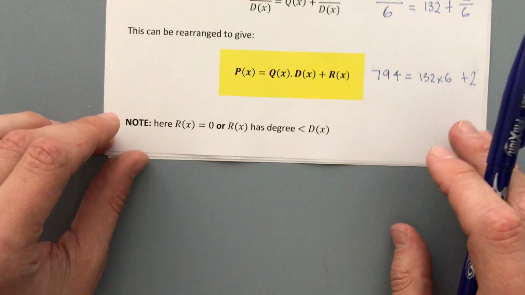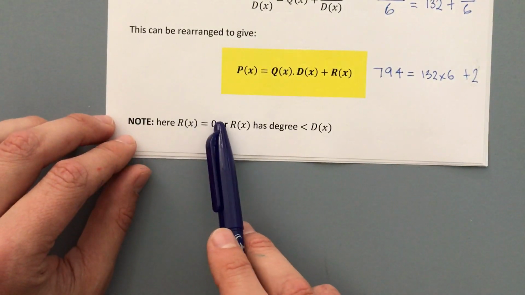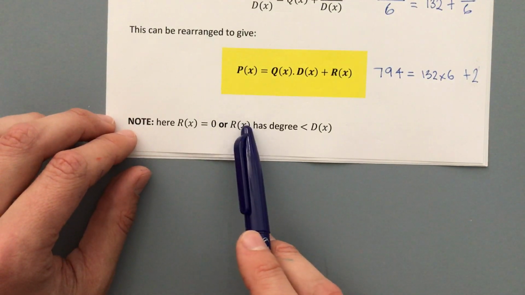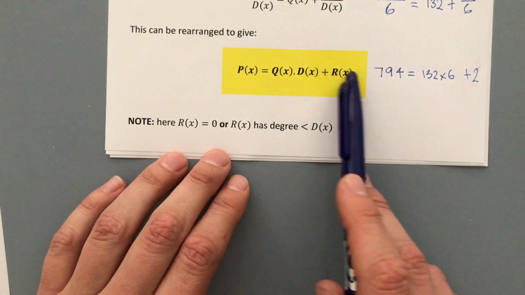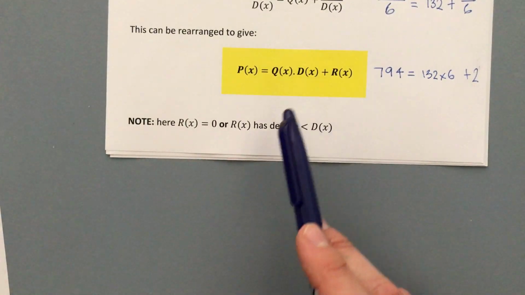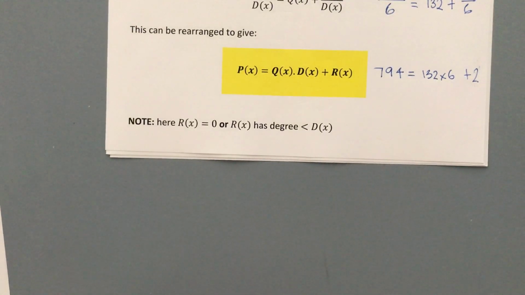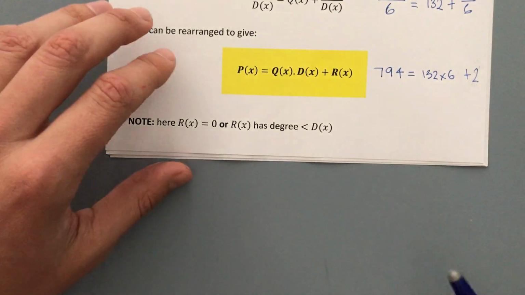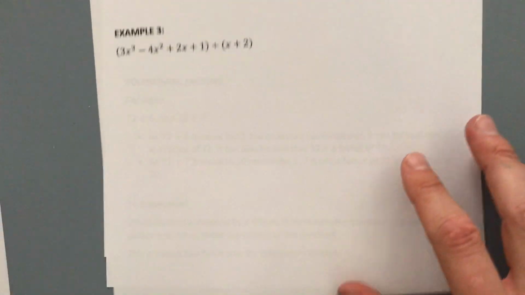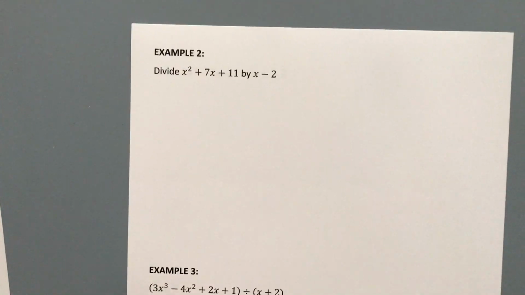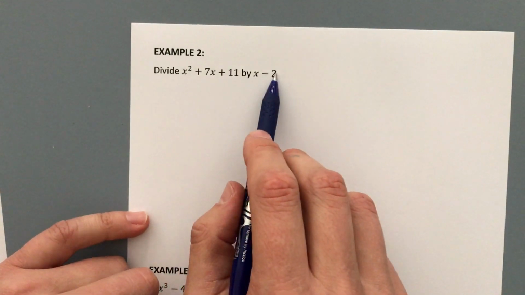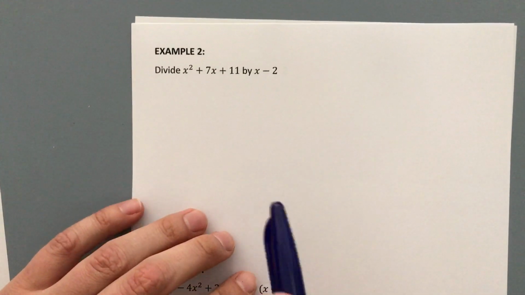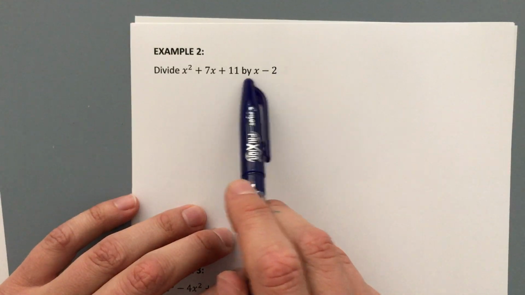From there, in this example, r of x can be equal to 0, or r of x has a degree that's less than d of x. When we were talking about degree last time, your remainder has to have a degree less than your divisor. Looking at an example of this, there are a few examples that we're going to look at. We're dividing x squared plus 7x plus 11 by x minus 2. Whenever you're doing this, you're going to be using a linear factor to do it.